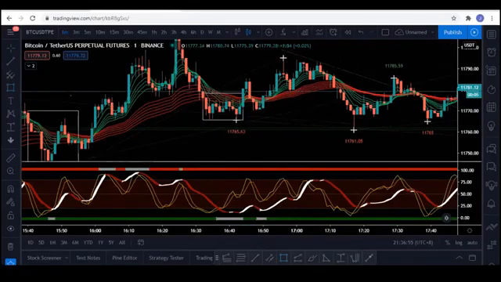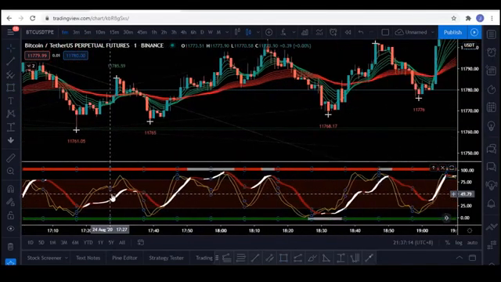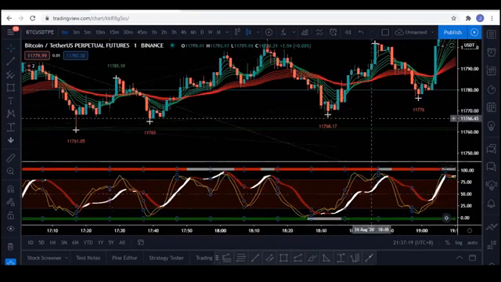Questions? I went long on the crossover, then the price went down. No, when there is a crossover, it means there is already a reversal in our market when you see a crossover in our ribbon.